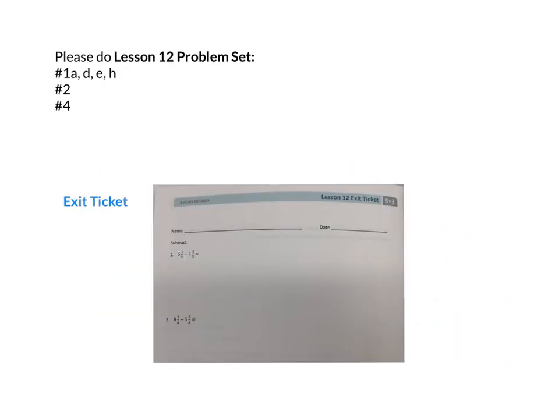Okay, today please do the following problems in your lesson 12 problem set. Then you'll do the exit ticket. And then when you're done with the exit ticket, please turn it in and work on Zern. Thanks.